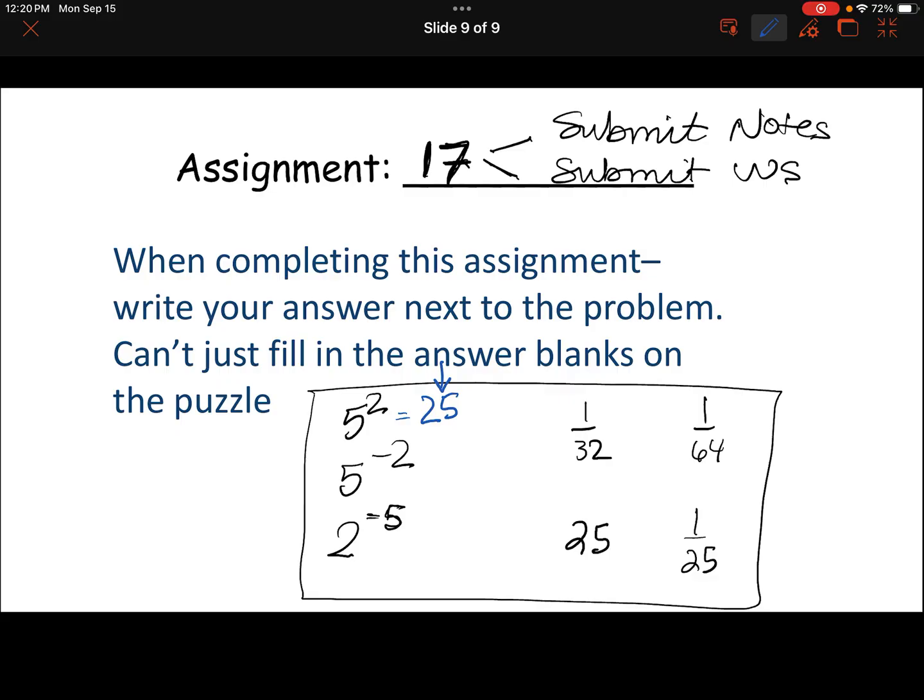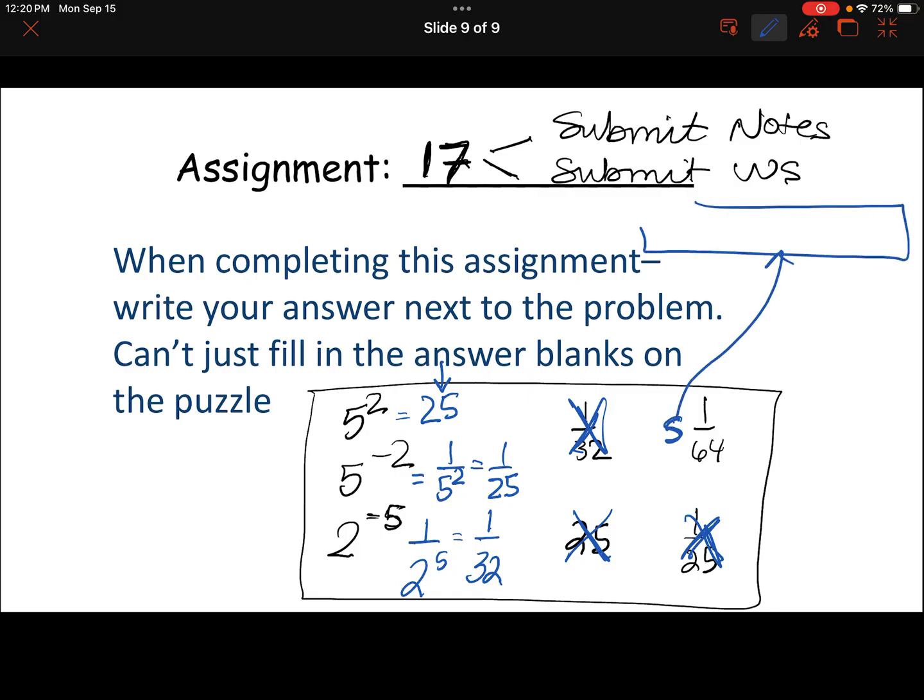Every year I get kids that draw these lines and arrows all over the place, and it looks like a bunch of snakes all over the paper. Just write what it's going to be. This one's going to be 1 over 5 squared, which is 1/25. This one's going to be 1 over 2 to the 5th, which is going to be 1 over 32. Your 3 answers should be one of the 4 available there. So we use this one, and we use this one, and we use this one. That means this one, S, was not used. That's the number that goes up in the puzzle. In box 1, you would put an S because that was left.